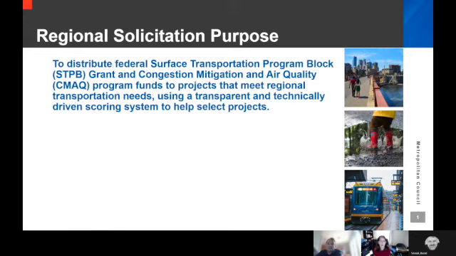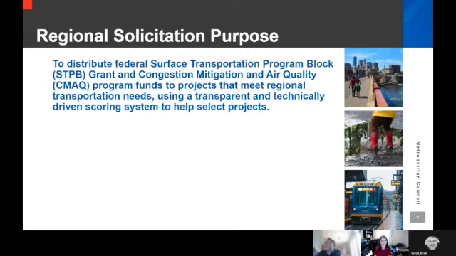The funding is distributed to projects based on eligibility. For example, CMAQ funds are assigned to eligible projects first, then STPB funds are awarded next. For this solicitation, bridge funds and carbon reduction funds will be assigned before the STPB funds.